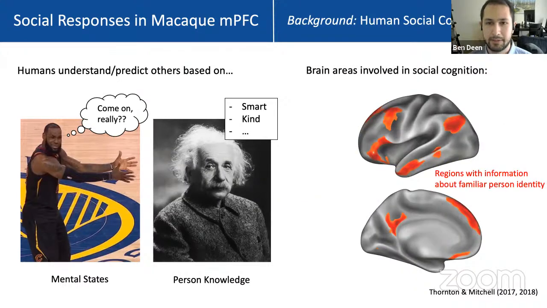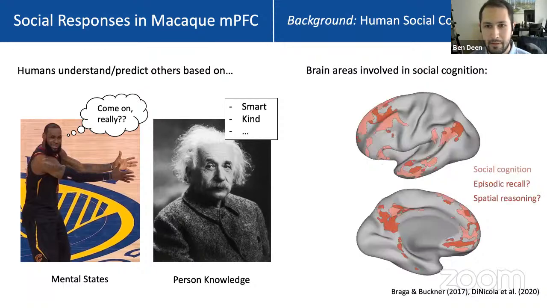And in addition to responding to a range of high-level social cognition tasks, these regions appear to be involved in storing information about familiar people. So if you ask humans in a scanner to think about specific familiar people, spatial activity patterns in these regions can be used to decode which person they're thinking about. And importantly, these regions don't comprise the entire default mode network, but rather constitute a subset thereof.